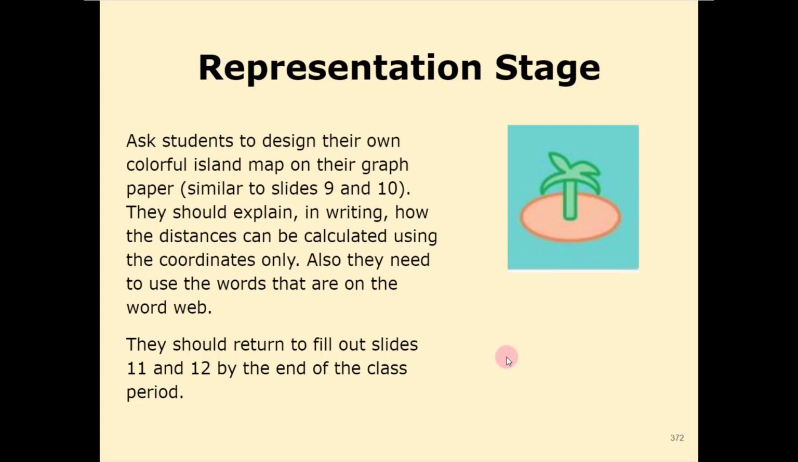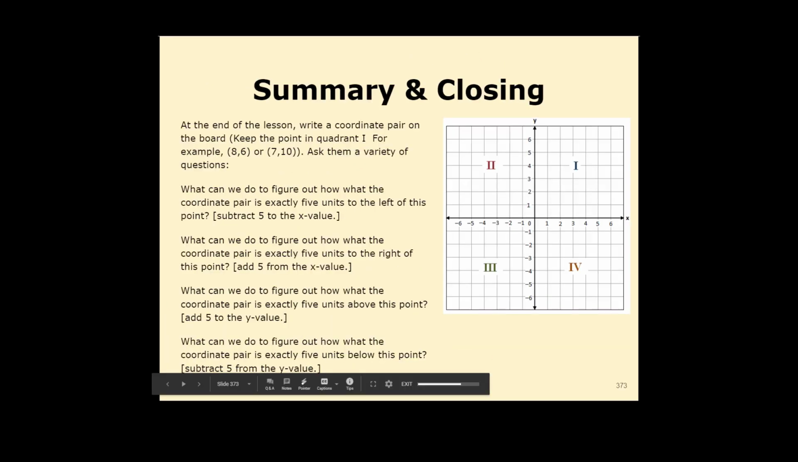also getting input as to what points they feel they need help with. That works with self-regulation. As a summary, what I would do is write a point, and I would actually keep the point in quadrant 1 on the board and ask the student several questions.